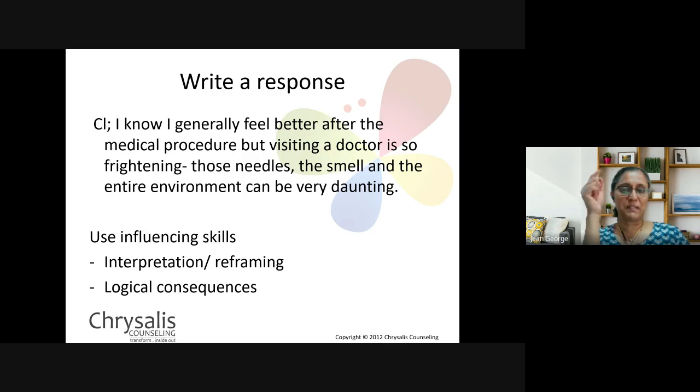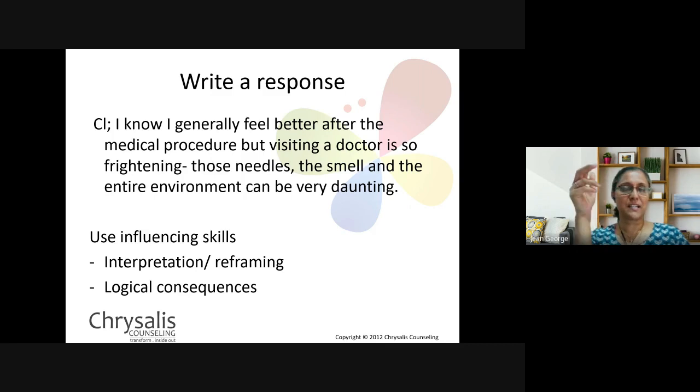I know I can feel better. So you have got back on that feeling better part of it, right? So you've empathized that it is difficult, it is hard. Yet I'm wondering how would it be after your medical procedure? What would you feel after your medical procedure? What would you experience after your medical procedure?